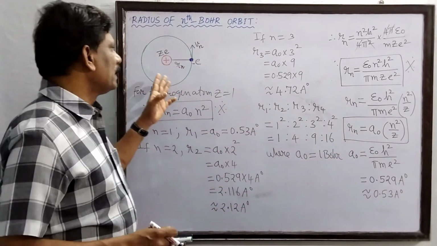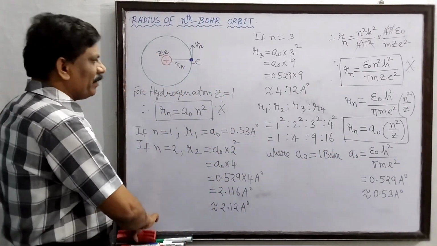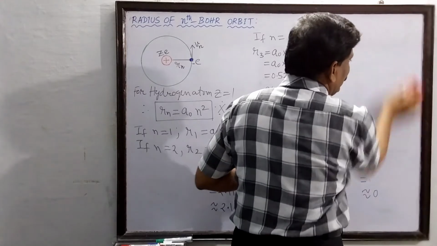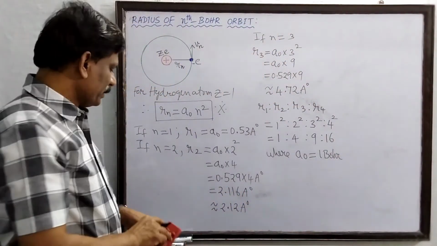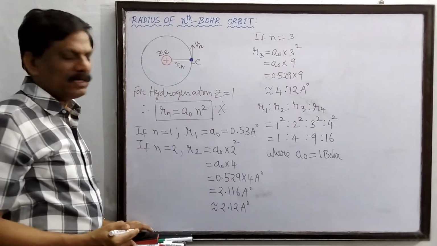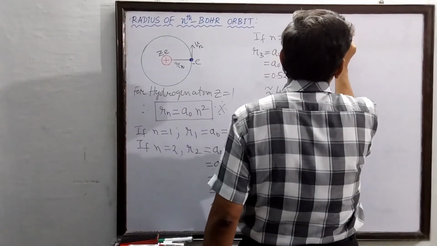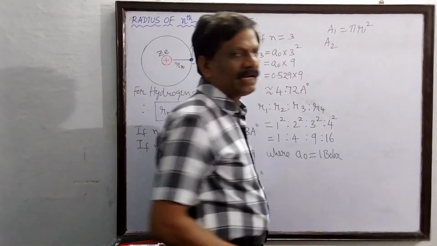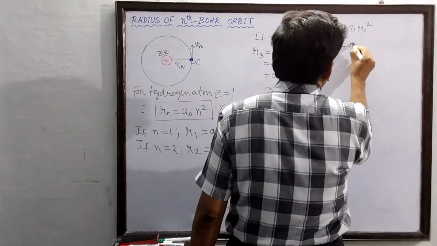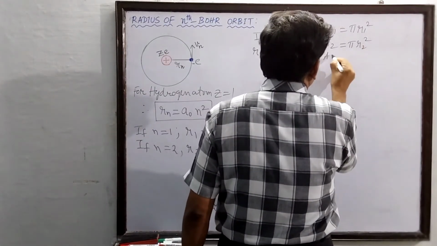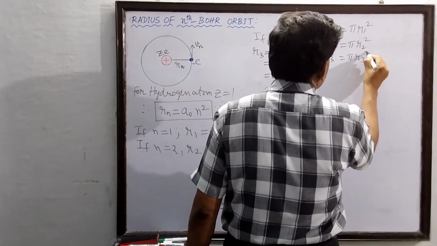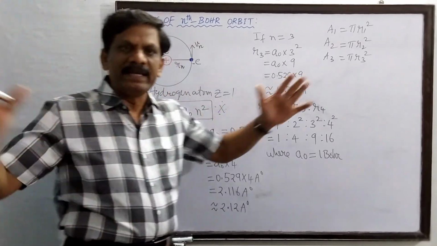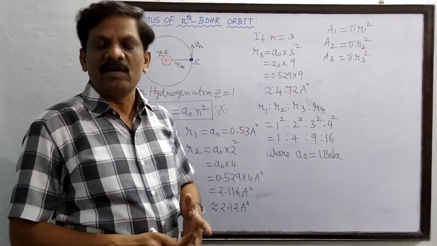Okay students, now you can look at the orbit. What is the shape of the orbit? The shape of the orbit is circular, is it not? So we want to find the area of the orbit. What is the area of a circle? A1 is equal to pi into R1 square. A2, the area of the second orbit, is equal to pi into R2 square. Similarly, the third orbit is pi into R3 square. As the radius increases, the area of the orbit also increases. It is spreading out. This question is also asked in competitive exams.